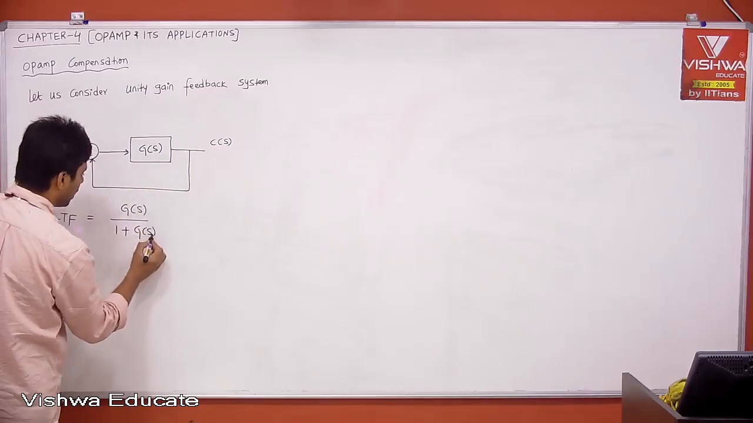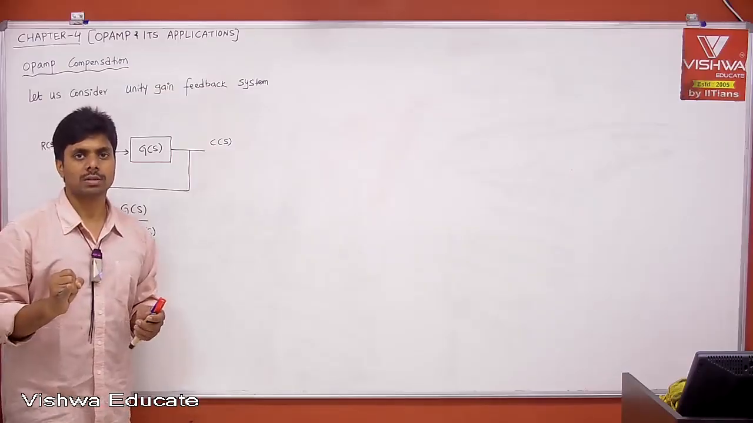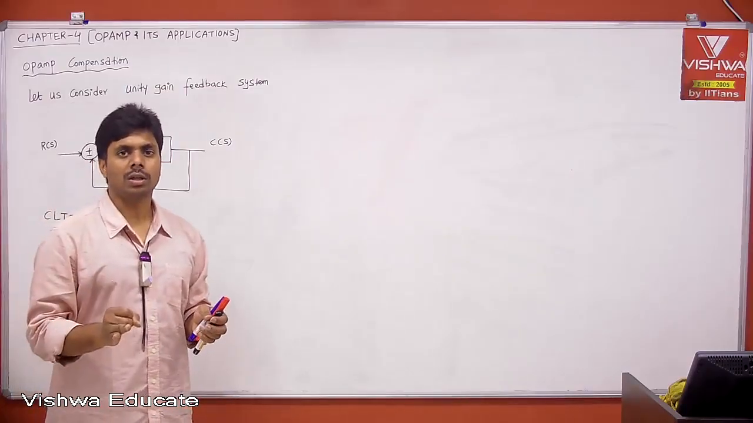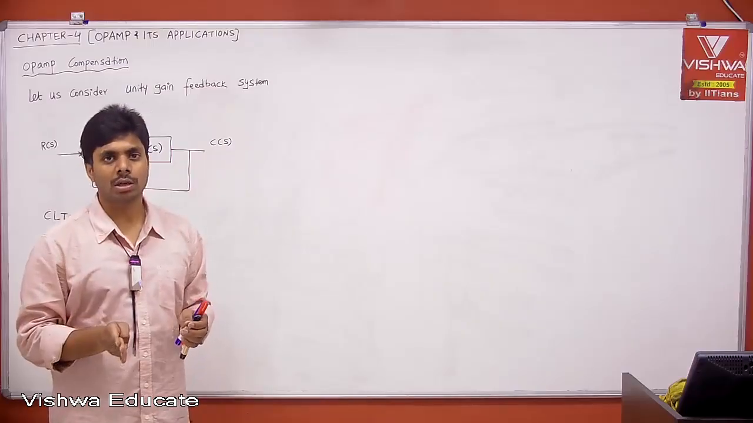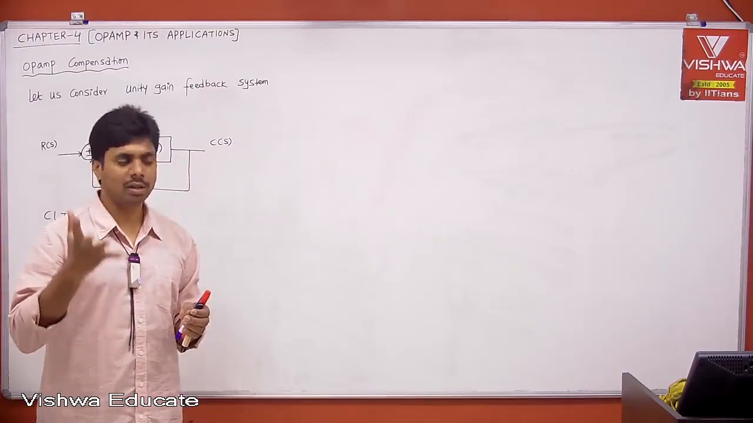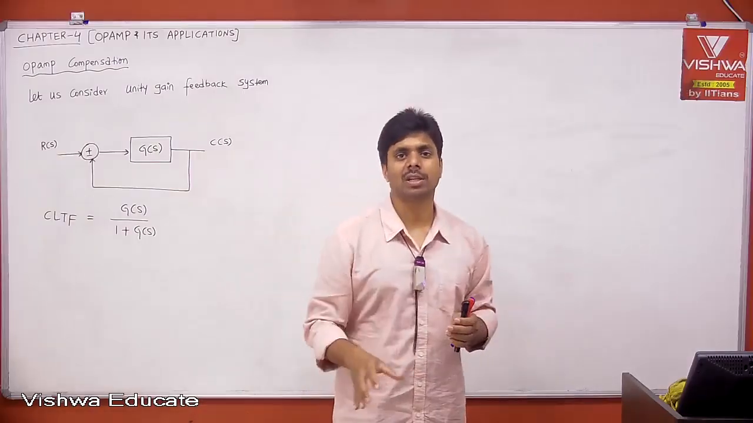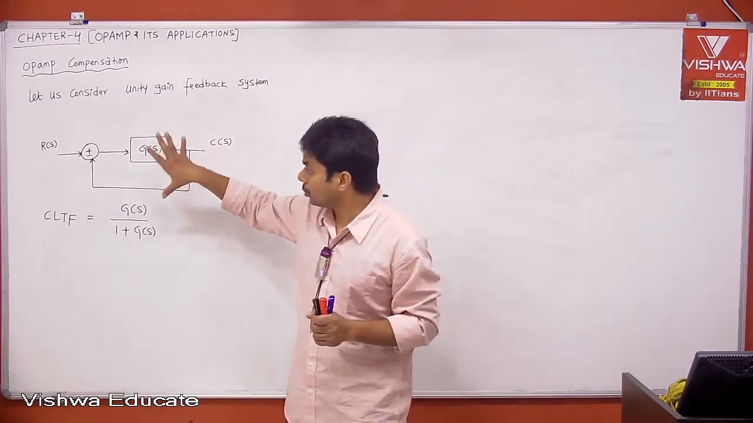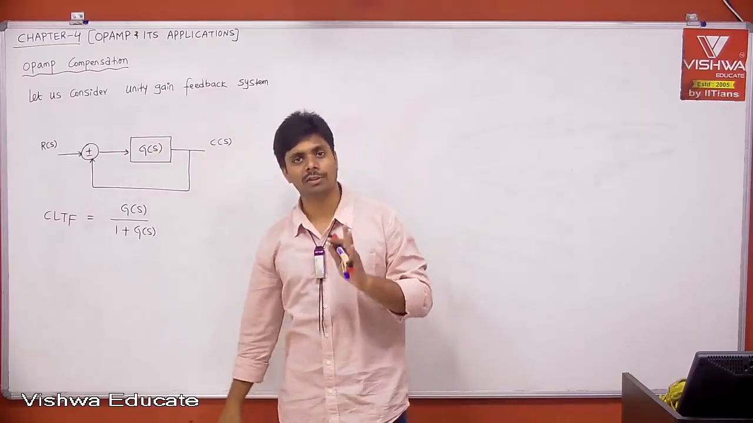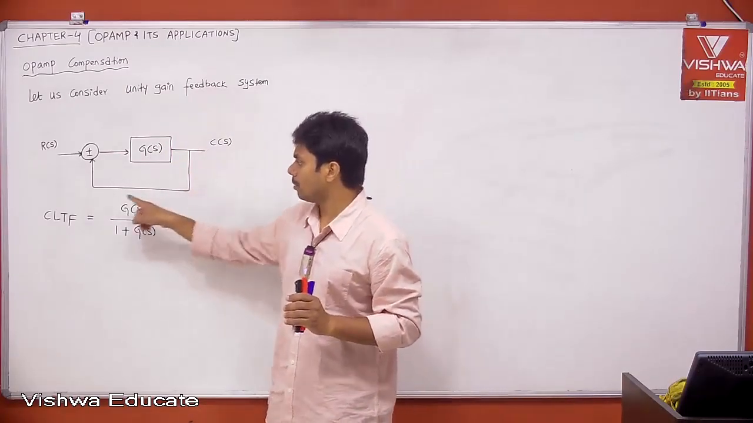Therefore, remember, whatever root locus, polar plot, Bode plot, Nyquist plot, or M and N circles, what are all the techniques we are using in control systems to find the system stability? Remember, those are all techniques valid only for unity gain feedback systems. Only for unity gain feedback systems. That is the reason, because the feedback is always unity.